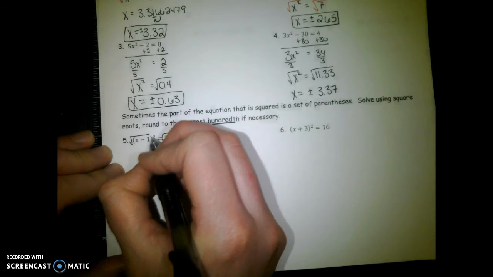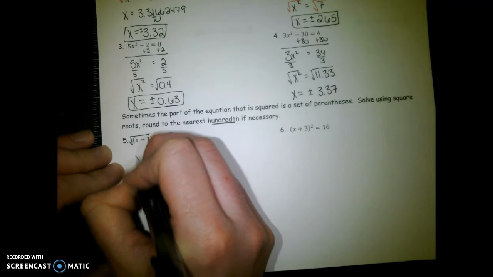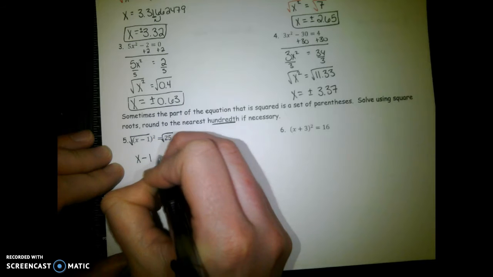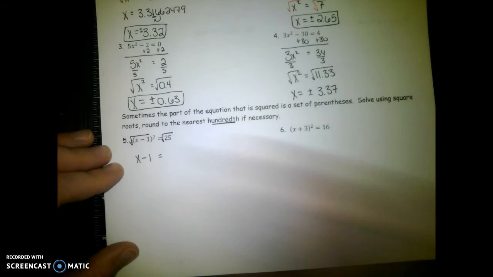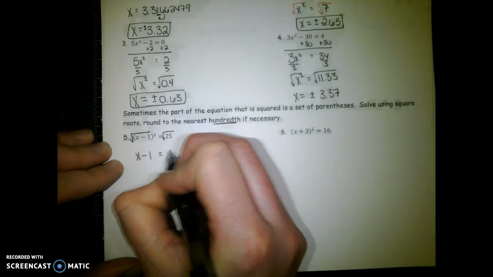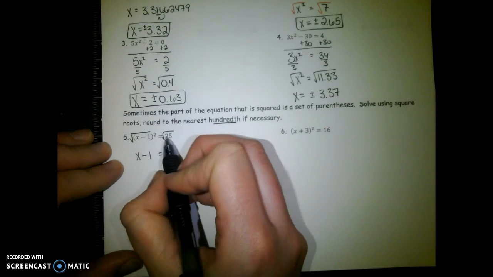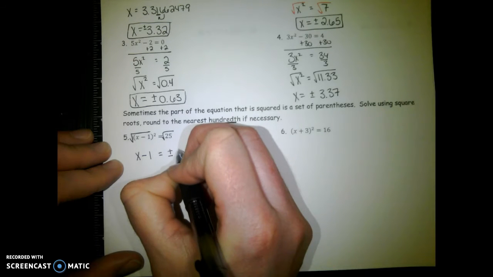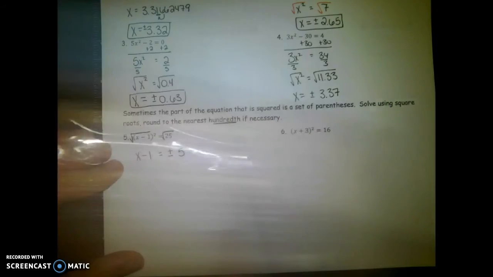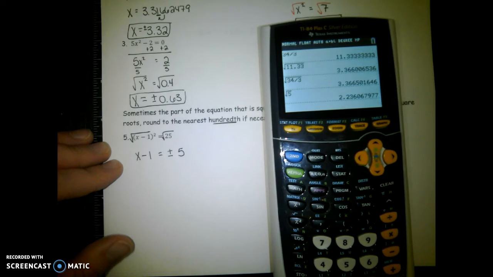The square and the square root cancel each other out, leaving us with just x minus 1. And when that exponent's gone, we don't really need the parentheses anymore. Because we used a square root, we must put a plus minus in there. The square root of 25 is 5. And if you don't know that, you can still punch this into your calculator. Square root of 25 is 5.